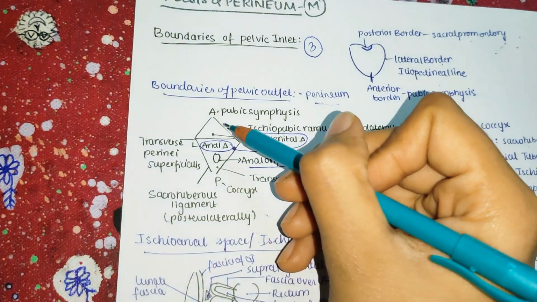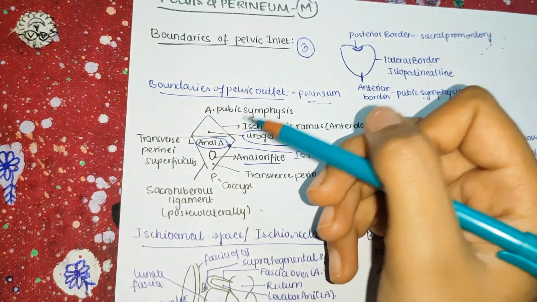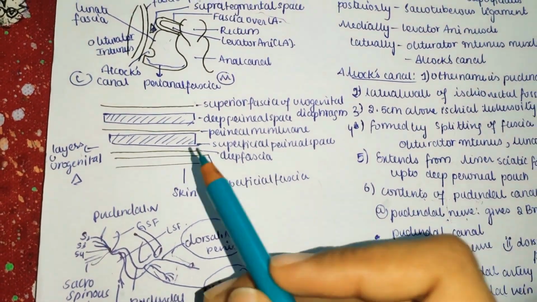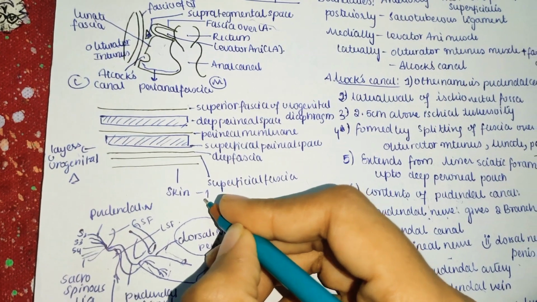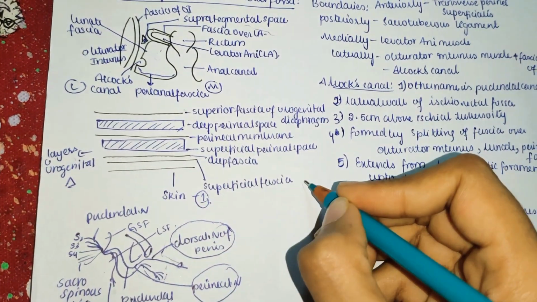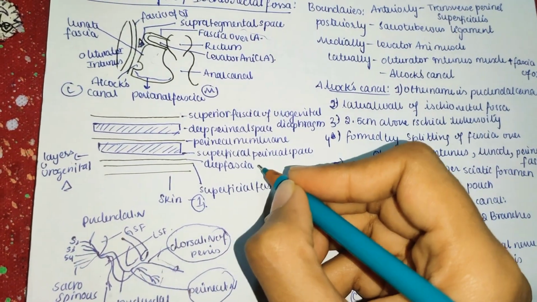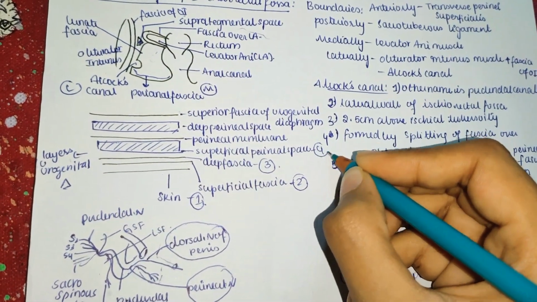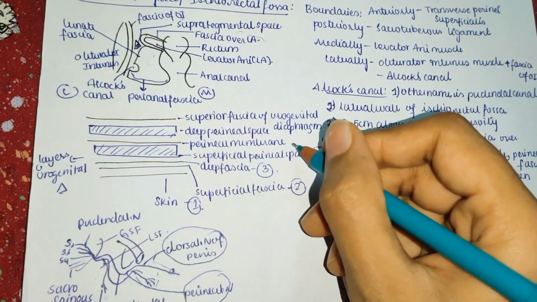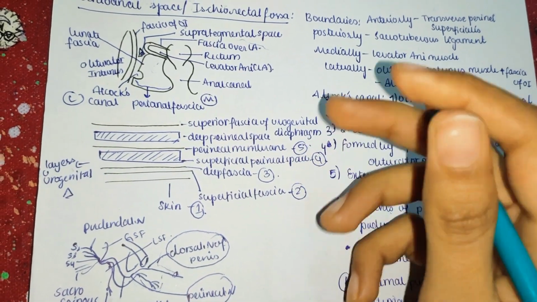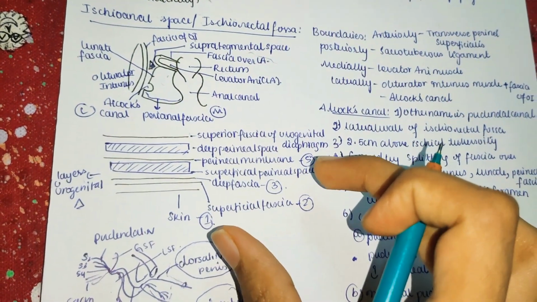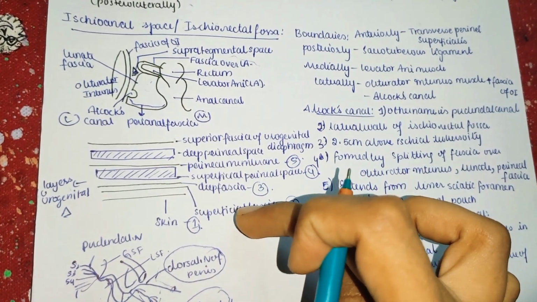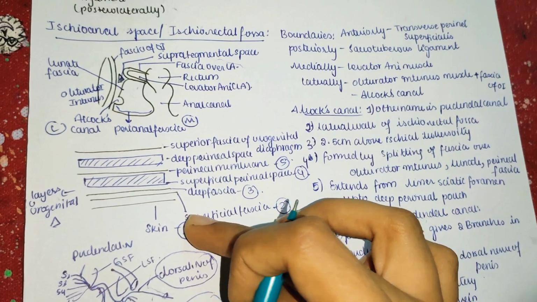Now coming to the urogenital triangle. Okay, so in the urogenital triangle, what are the layers? Starting with skin. After skin, of course, superficial fascia. After that, deep fascia. After that, you have the superficial perineal space. After that, you have the perineal membrane. One thing you need to remember: till the perineal membrane, this is all called the superficial perineal pouch. This is very important.